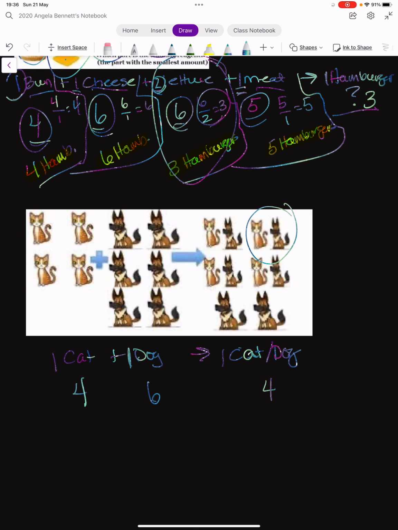So when I look at it that way, that means that cats are my limiting reactant, and that the dogs are my excess. So I have 4 cat / dogs that I make, and then there are 2 dogs left over.